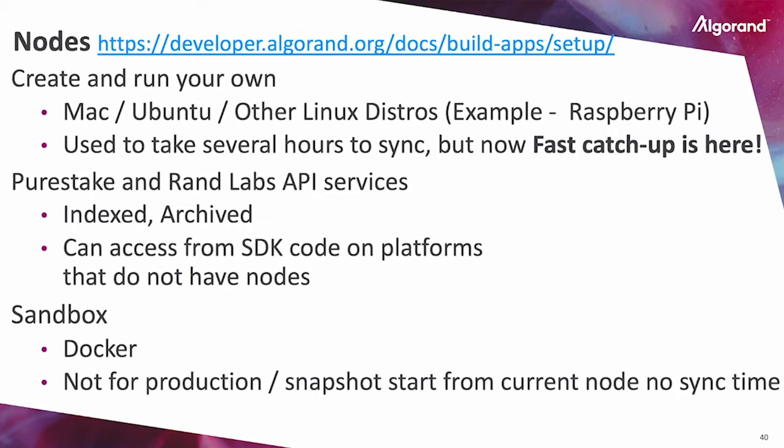PureStake and RandLabs provide API services of nodes that are indexed and archived. You can access them from the SDK code on platforms that do not even have nodes. And then finally, we get to the sandbox, which is the quickest and easiest way to get going from a developer standpoint. It's a Docker instance. It's not for production. Snapshots start from the current node, and there's no sync time. You can access BetaNet, TestNet, and MainNet for this, but keep in mind, as soon as you do a clean or reset, everything goes away. So it's made to be a volatile environment, but one that's really, really fast.